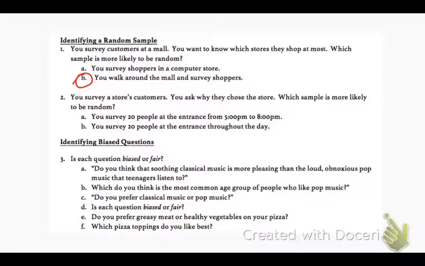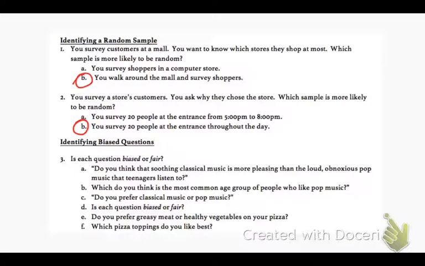Question 2. You survey a store's customers. You ask why they chose the store. Which sample is more likely to be random? You survey 20 people at the entrance from 5 p.m. to 8 p.m. Or B, you survey 20 people at the entrance throughout the day. If you said answer choice B, then you are correct.